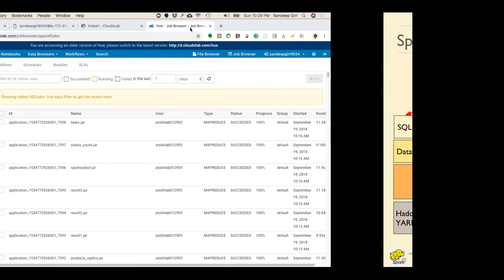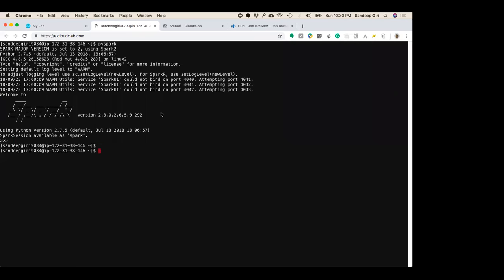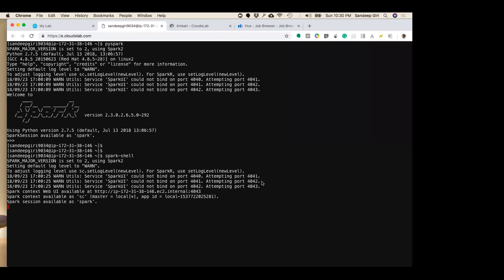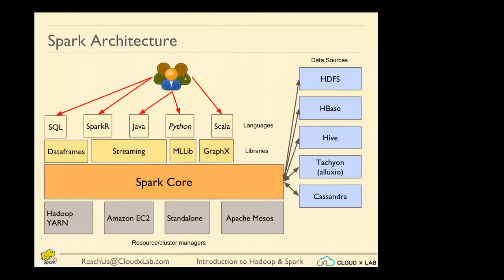And in case you are looking forward to using, say, Spark, you can either use PySpark as a command. That's a Python version of Spark. Okay. And if you want to run Scala version of Spark, you can say spark-shell. Okay, let me just move it a bit. All right. Similarly, you have Spark SQL, and there are quite a few interfaces that we learn during the course. So that was a brief introduction about Spark.